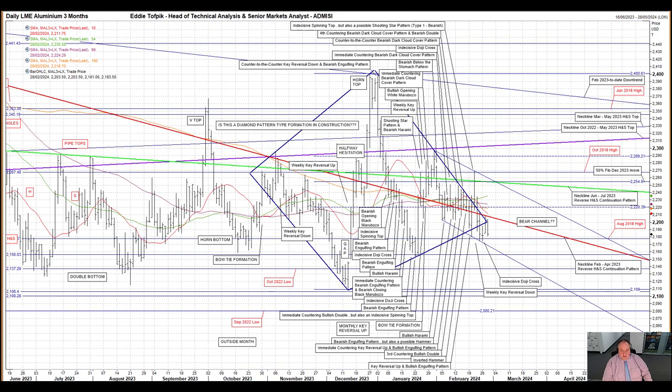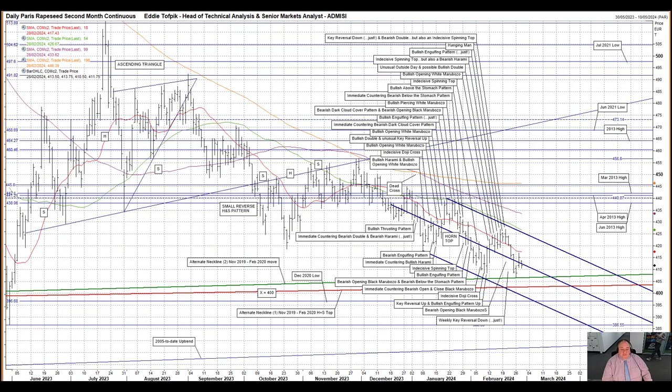Meanwhile, in the commodities, we had a weekly key reversal down last week in LME 3-month aluminium. This has seen a limited attempt lower, with prices seemingly holding around last Friday's close. That's at 21.84. Now, I deal with this and other LME metals more fully in my metals videos, which were published yesterday. Finally, there was a weekly key reversal down in Paris rapeseed futures last week, if only just.